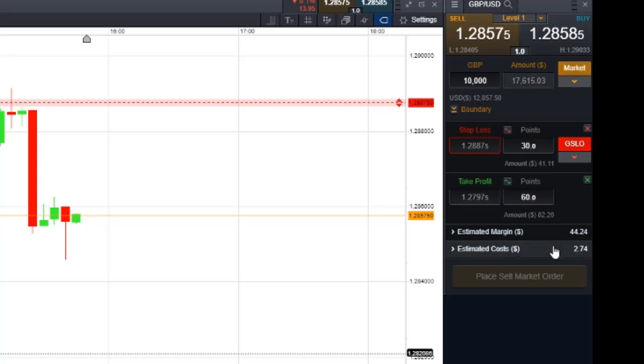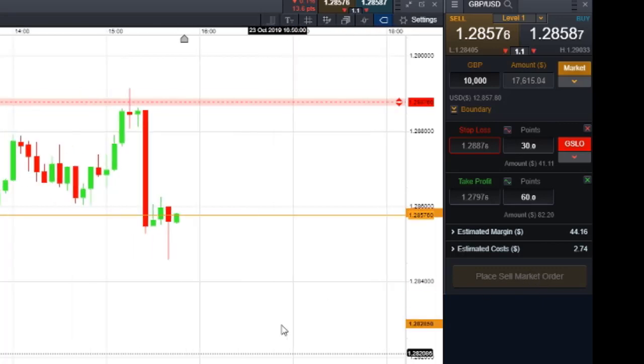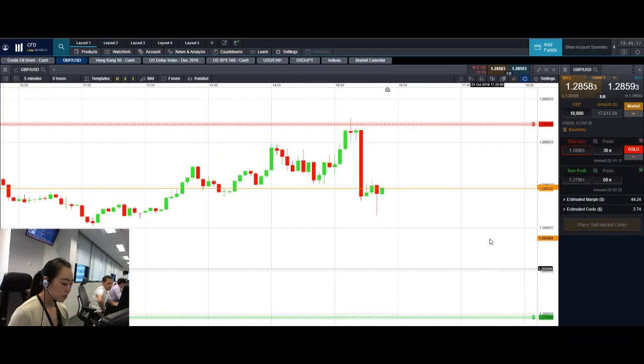And the best thing about the GSLO premium is that it can be fully refunded if this order is withdrawn or the guaranteed stop loss is never triggered. It will only be charged if the order is done. Okay, and here you can place the order from here. So that's for guaranteed stop loss order.